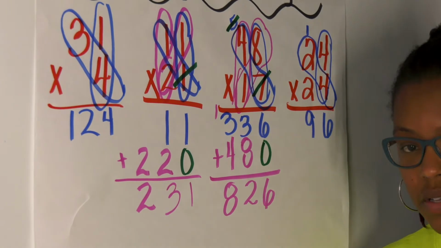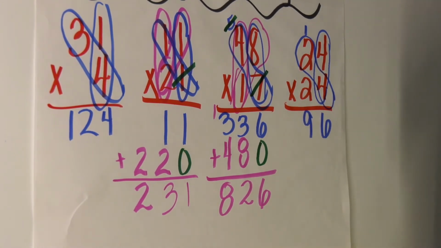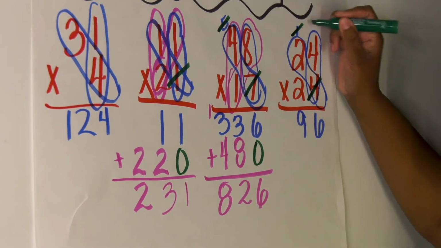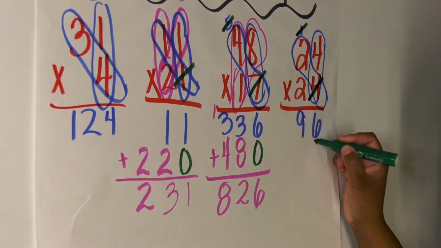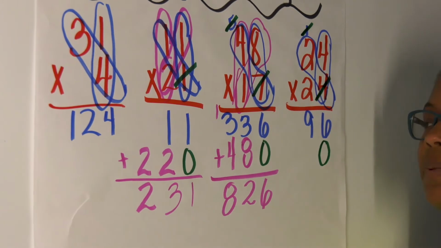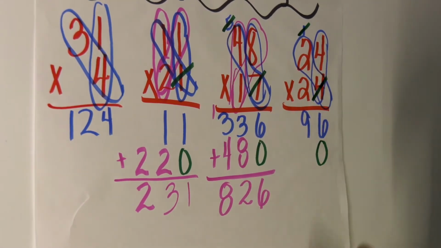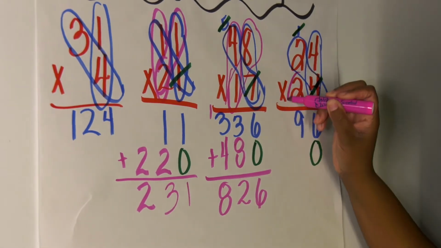Now we're done with the ones place, so don't forget to cross it out. Okay, then you're going to cross out this 1 up here so we don't use it, and put our 0 in our ones place. Now we're going to shift to the tens place. 2 times 4 here, which is 8.